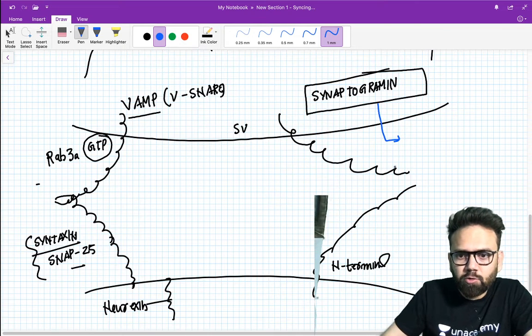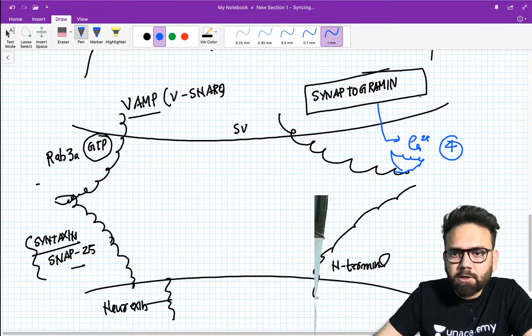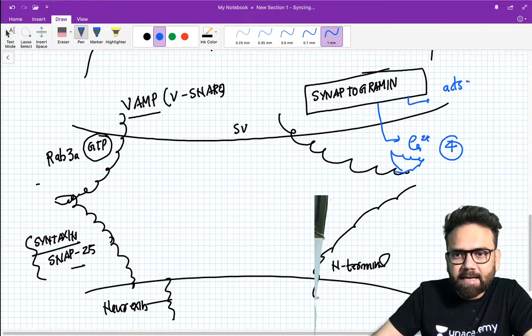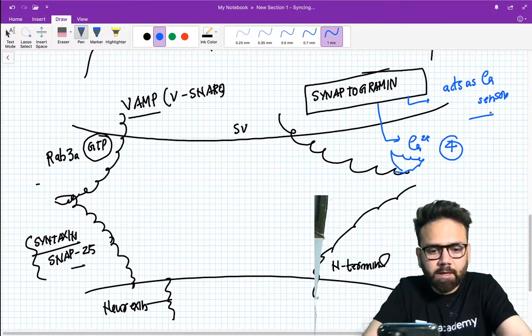Yes, you should know that it is a sensor of calcium. It is a sensor of how many calcium? 4 calcium needed. So its role is that it acts as a calcium sensor. Okay.